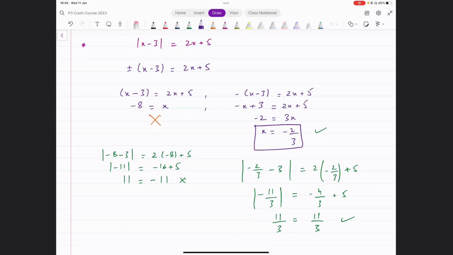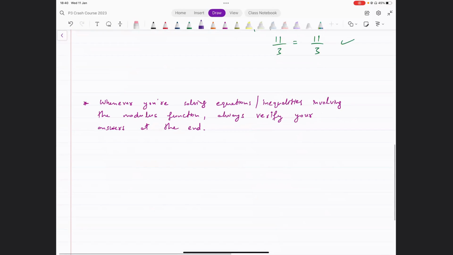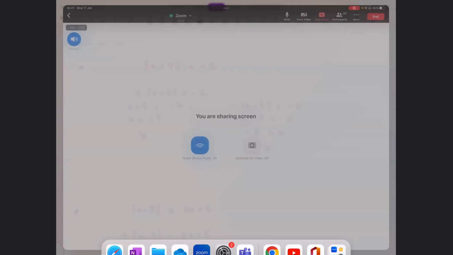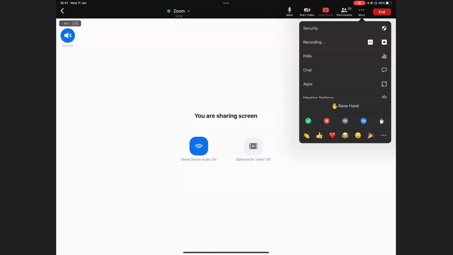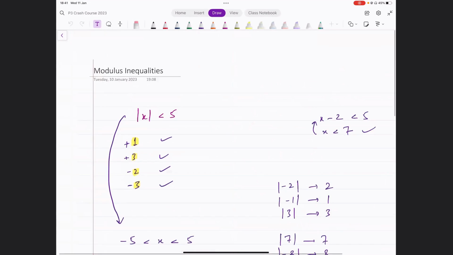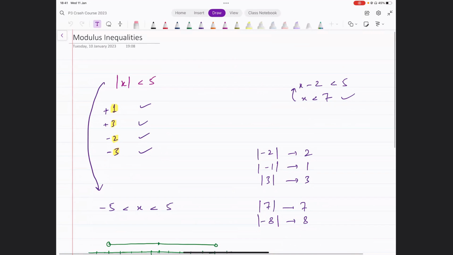So whenever you are solving equations, or we'll see inequalities, you always have to verify your answers at the end. You have to input those values back in the equation to check whether they satisfy the equation or not. All right, that is going to be important. So that's what we started from yesterday. We did equations, and then we started discussing modulus inequalities.